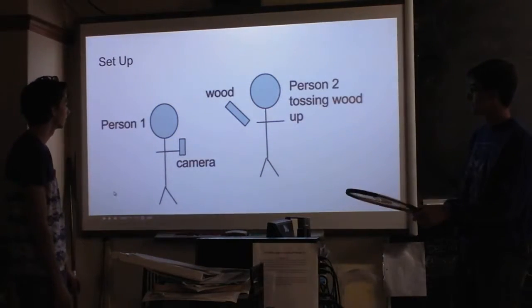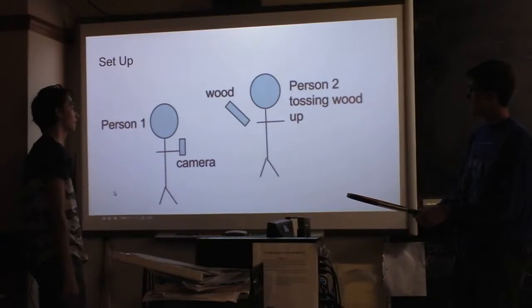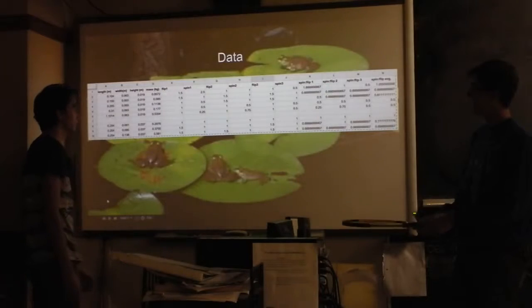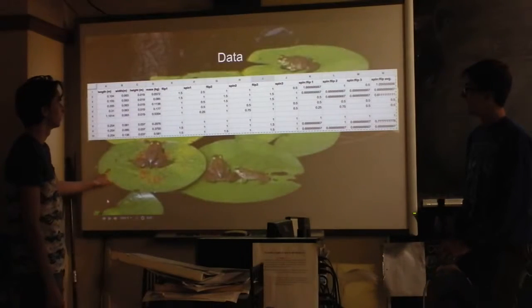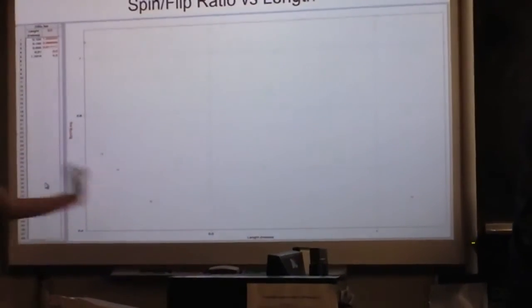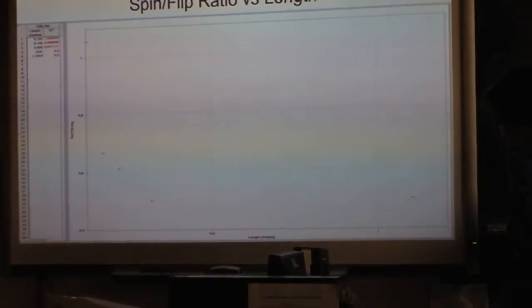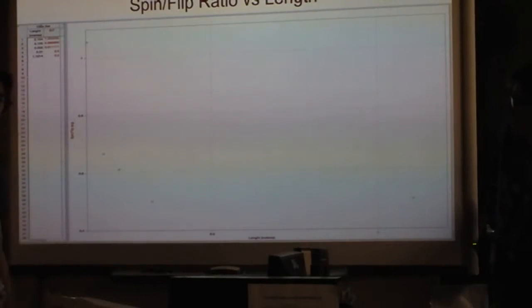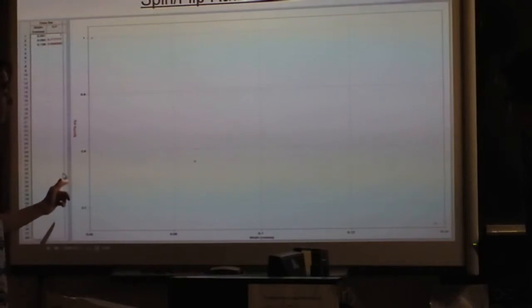So that's what it looked like. And this is a jack. I mean, me. This is our data. As the length increased, it became more stable, which means it didn't flip as much. It rotated normally as the length increased. And then the same thing happened for width.